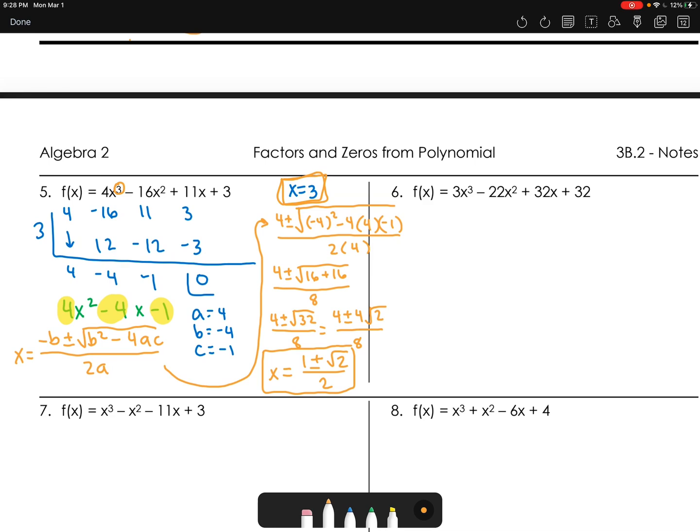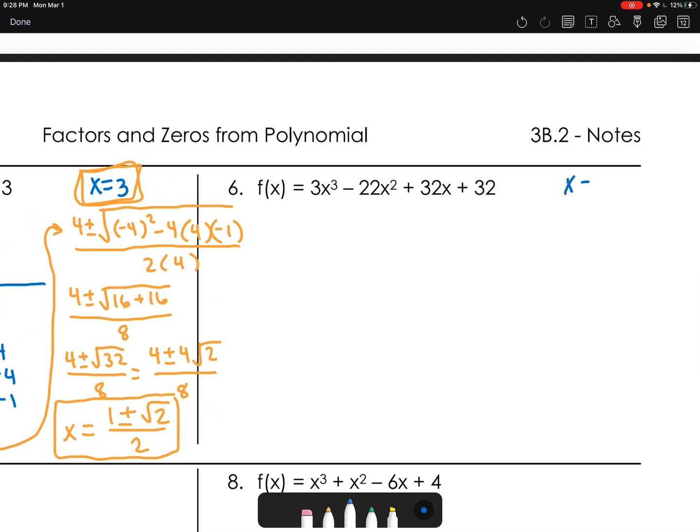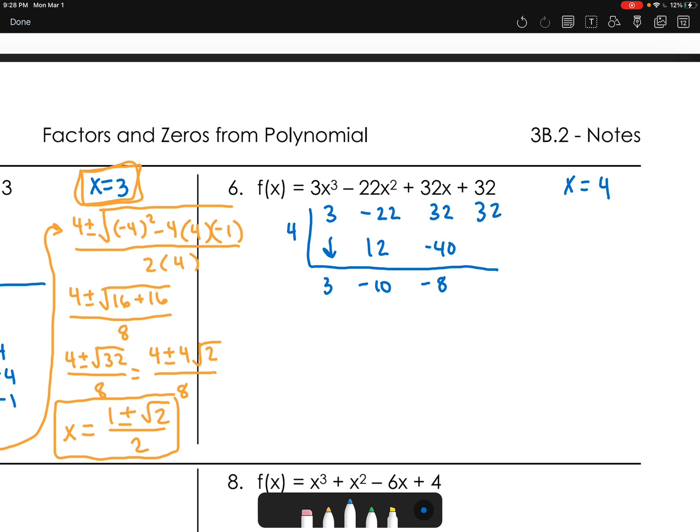Try number 6 on your own. Use your calculator. Okay, in your calculator you should have gotten x equals 4. So when we do synthetic division here, we get 3, negative 22, 32, 32. Okay, and so we end up with 3x squared minus 10x minus 8. So again, first line of defense is to factor, so you can try factoring 3x and x. So pause, try to factor yourself.